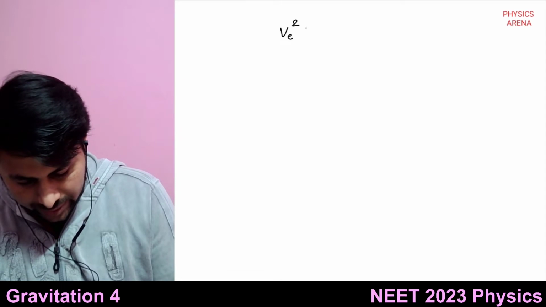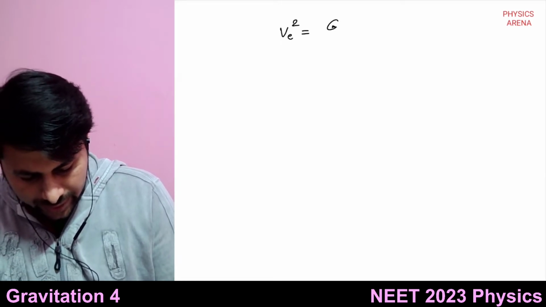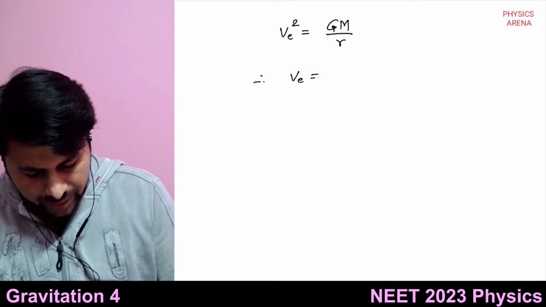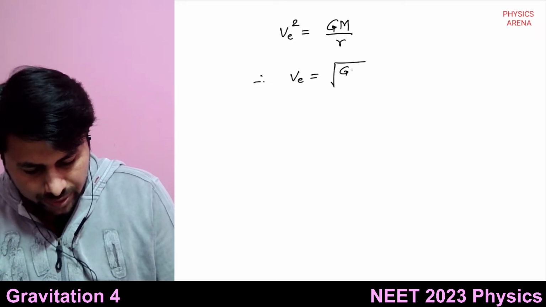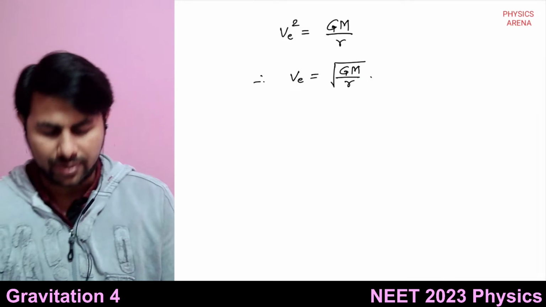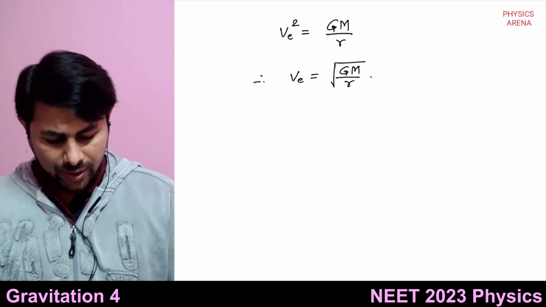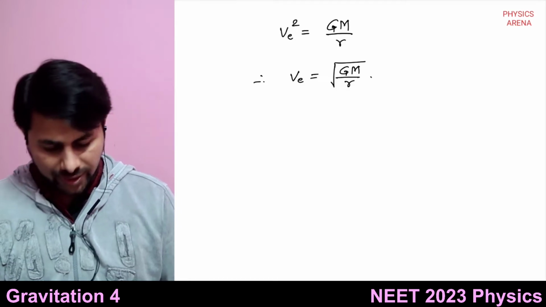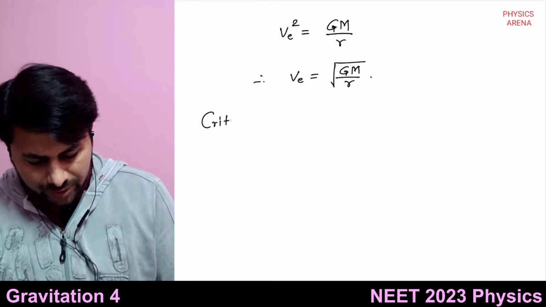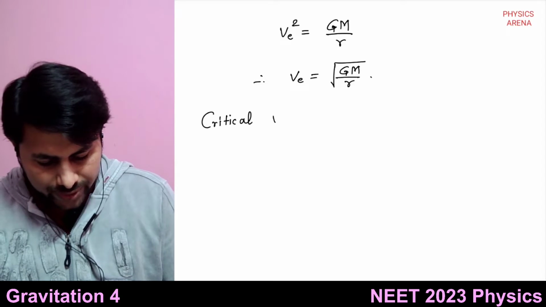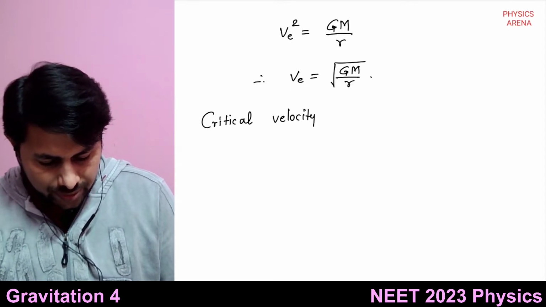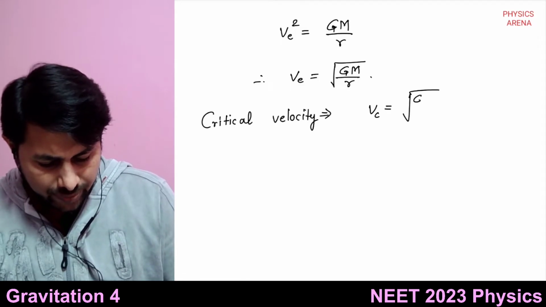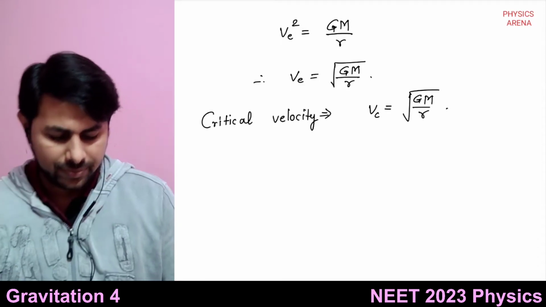So v square is equal to what? GM upon r, and therefore vc is equal to square root of GM over r. Okay, so the critical velocity of a satellite. What is critical velocity? The velocity with which a satellite revolves is known as critical velocity. Vc is square root of GM over r.